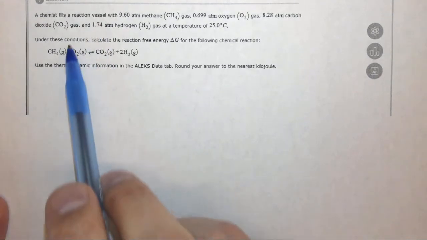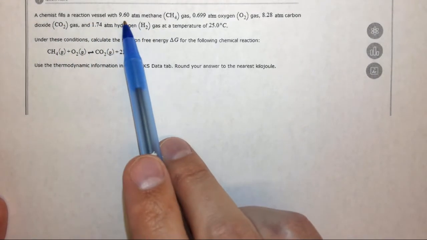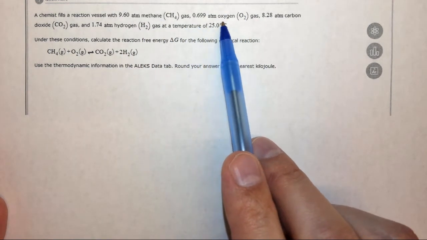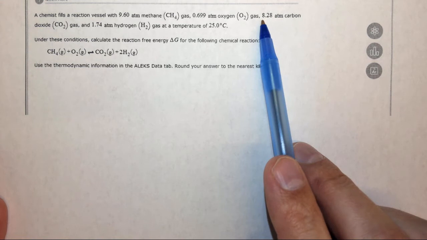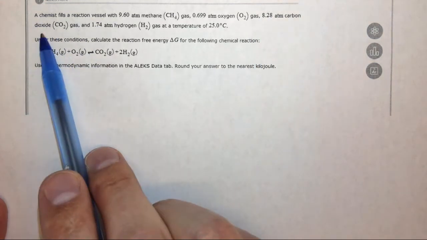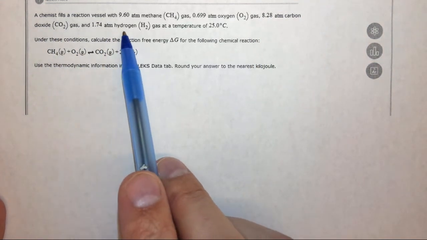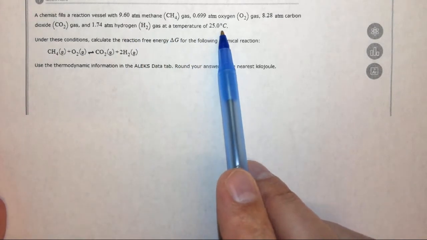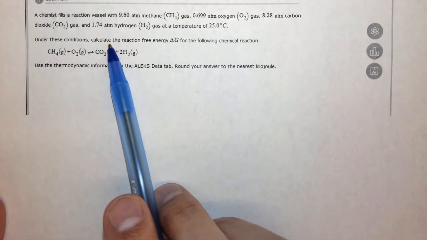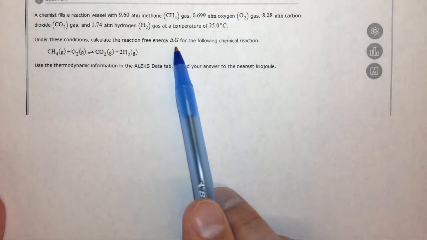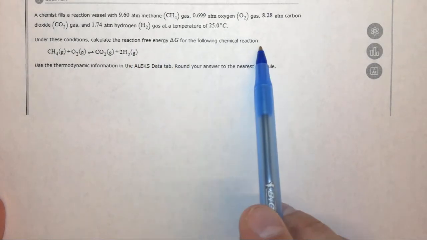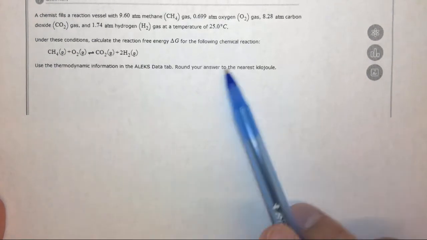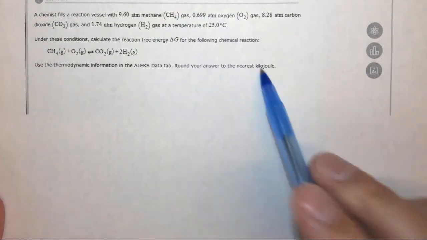This question says, a chemist fills a reaction vessel with 9.6 atmospheres of methane, 0.699 atmospheres of oxygen, 8.28 atmospheres of carbon dioxide, and 1.74 atmospheres of hydrogen at a temperature of 25 degrees C. Under these conditions, calculate the reaction free energy delta G for the following chemical reaction. And it asks us to use the thermodynamic information in the ALEKS data tab and round our answer to the nearest kilojoule.